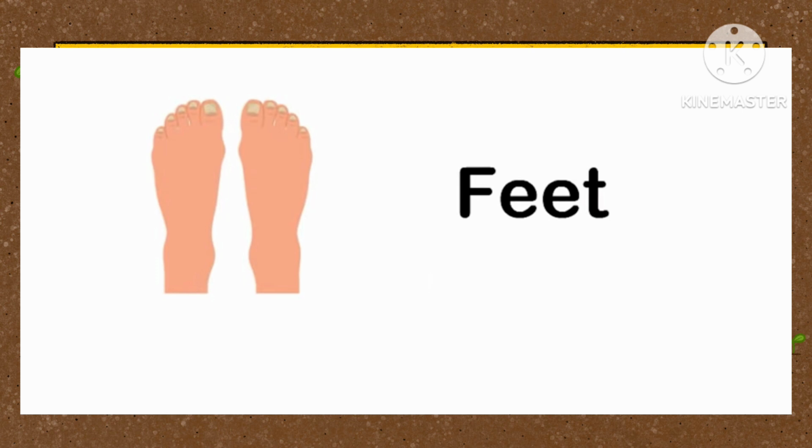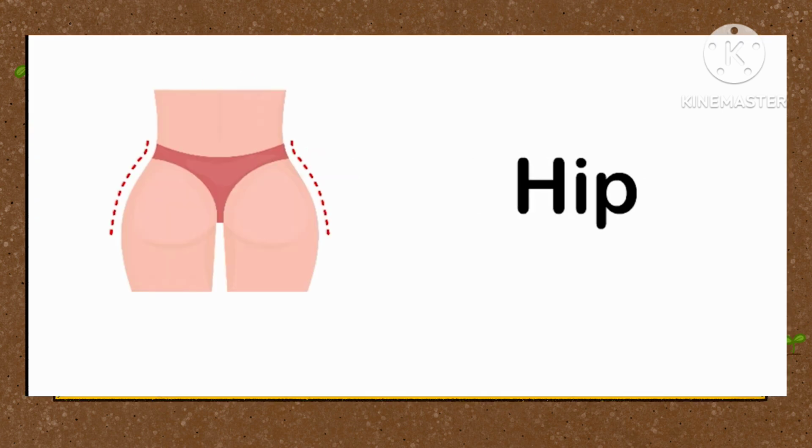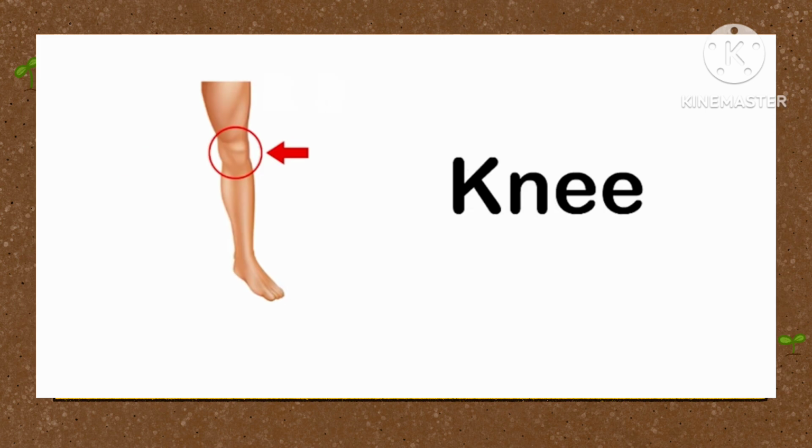These are feet. Feet. What is this? This is shin. Shin. Hip. This body part is called hip. Knee. This is called knee.